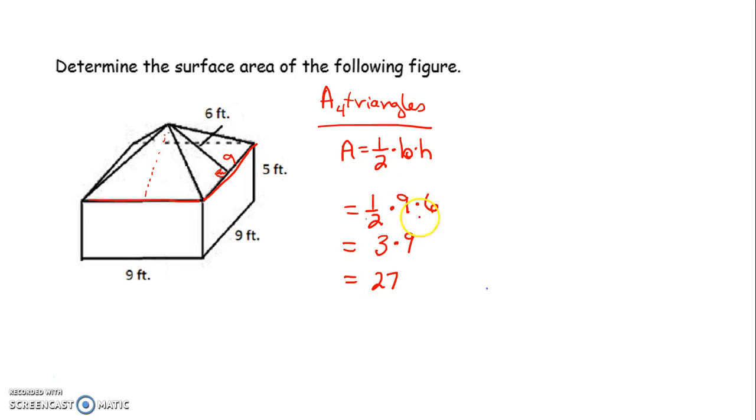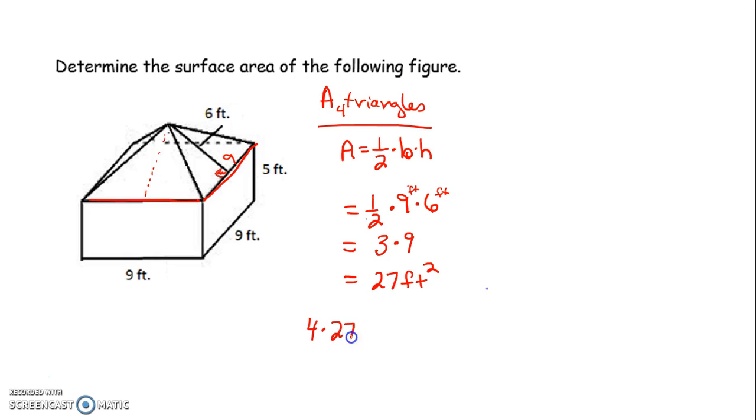You could have done 6 times 9 is 54. Half of 54 is 27. Lots of ways to multiply those 3 numbers or pick up a calculator. So that's feet squared. Feet times feet is feet squared. So if you have 9 feet times 6 feet, you have feet squared here. All right, and there's 4 of those. So the area of just one of those was 27.